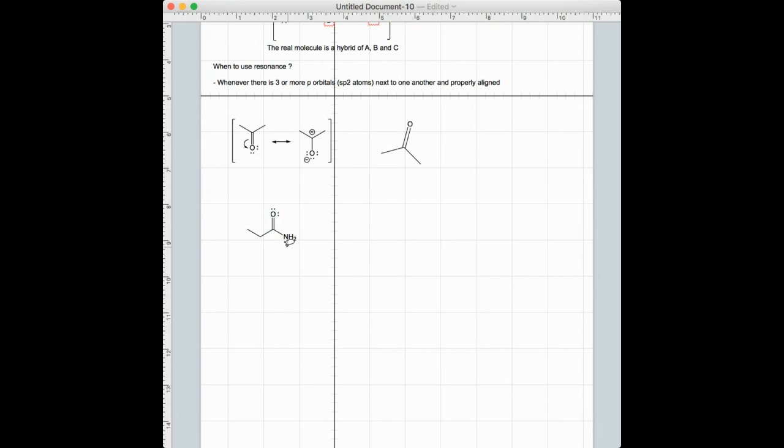So the nitrogen in the amide group is sp2 hybridized. The reason for that is because the nitrogen has a lone pair, and whenever you have an atom with lone pairs next to a double bond, or next to a positive charge, right? This atom will be sp2 hybridized. So we have one sp2, two sp2, three sp2 atoms. Therefore, this is indeed a delocalized system, and we need to use resonance to show the contribution of electrons.